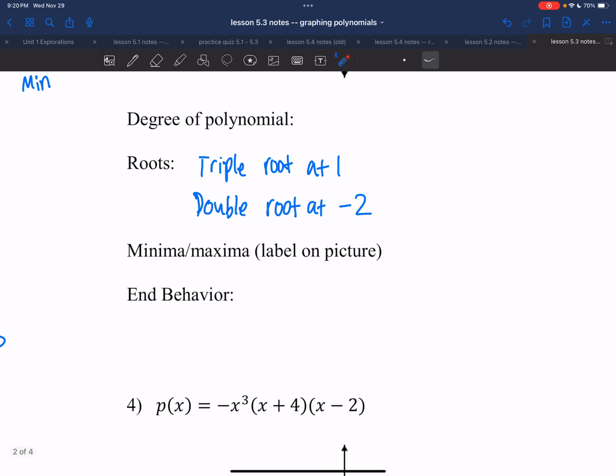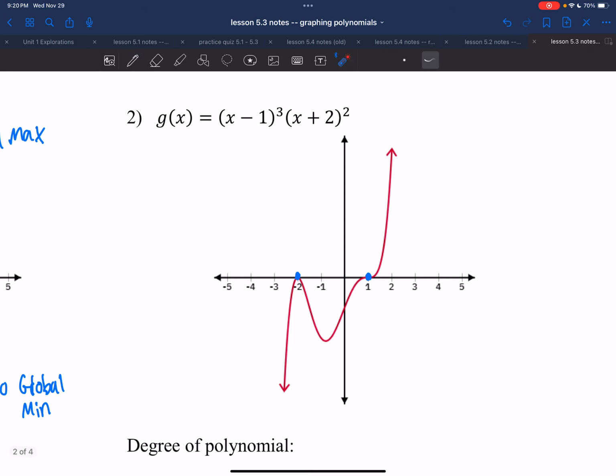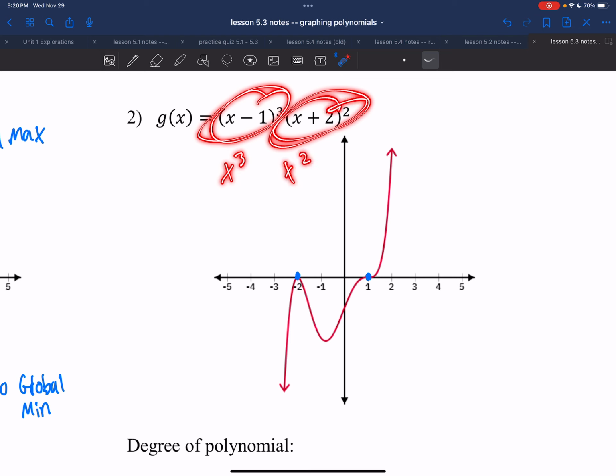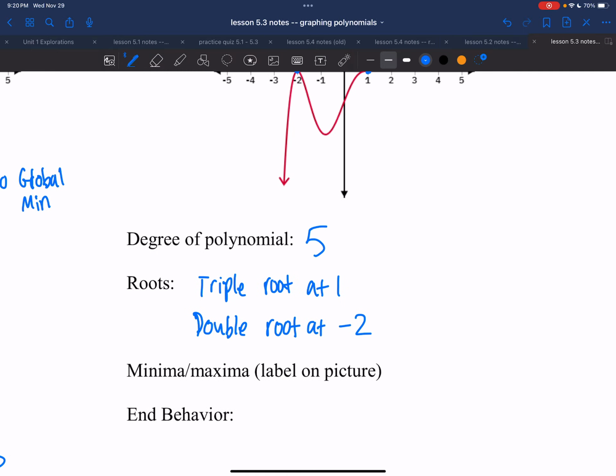Okay. You'll notice the degree of the polynomial: I have a 3 here and a 2 here, so that's going to be an x cubed once this is all expanded. Once all of this is expanded, you get an x squared, and you're going to multiply those to get x to the 5th. And so the degree of the polynomial is 5.